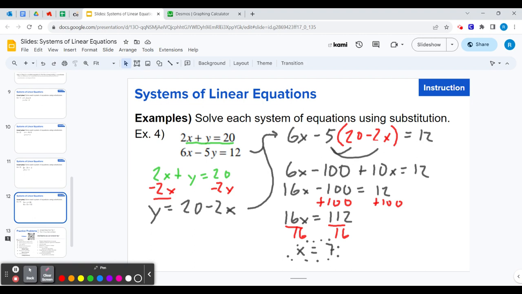And now this is something that we can actually plug into this newer equation that we made. We rearranged and solved for y. We can plug that in to get y equals 20 minus 2 times 7. And in this case, it will be y equals, not 14, sorry, y equals 6. And then we can check our answer in Desmos to see if that's correct. In this case, the solution is 7, 6.